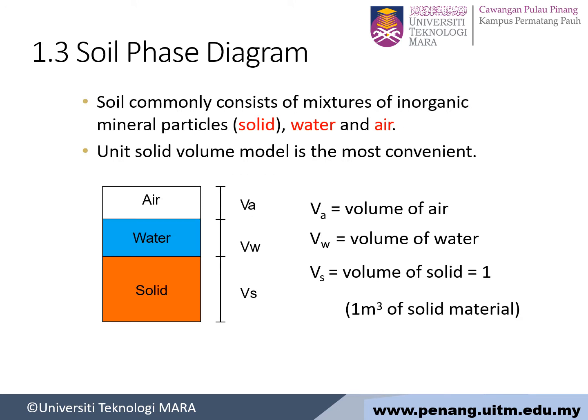As you know, soil consists of solid, water and air. So this is a unit solid volume model. Here we have air, water, solid: volume of air, volume of water, volume of solid. You can refer here. And for your information, volume of solid is equal to 1, which is 1 meter cube of solid material.